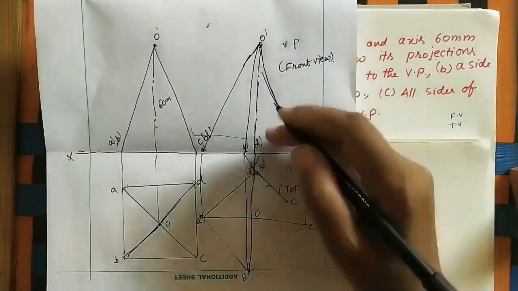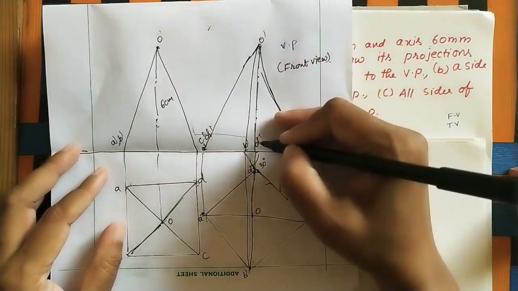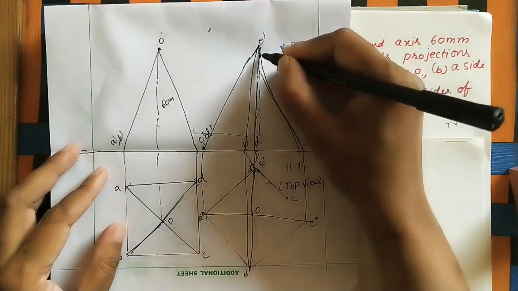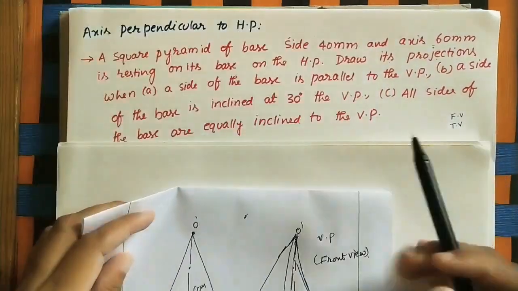Okay, do it with the scale. From D we can't see the D edge, so take a dotted line if another line is coming like this. Okay, take the third bit.